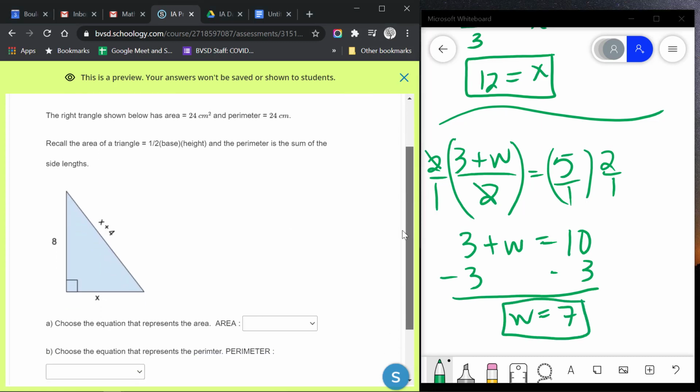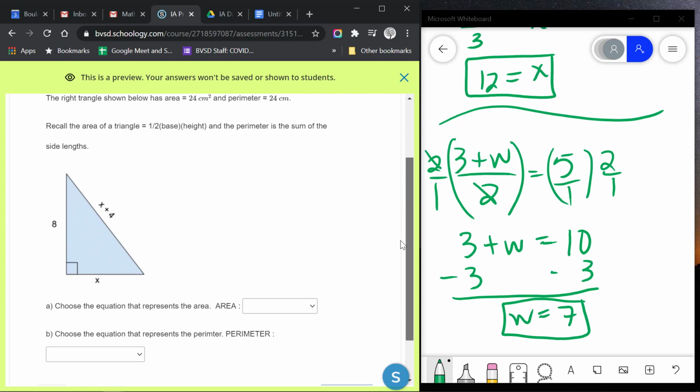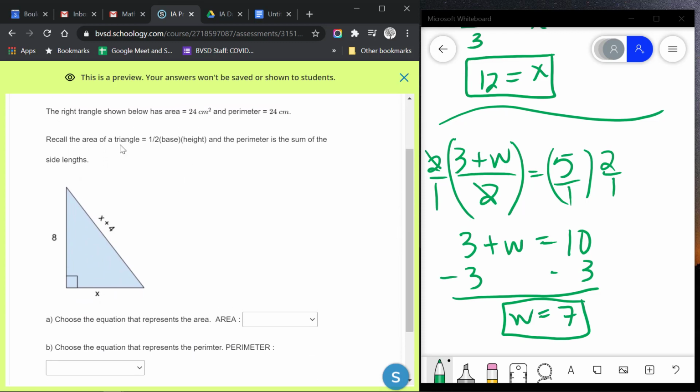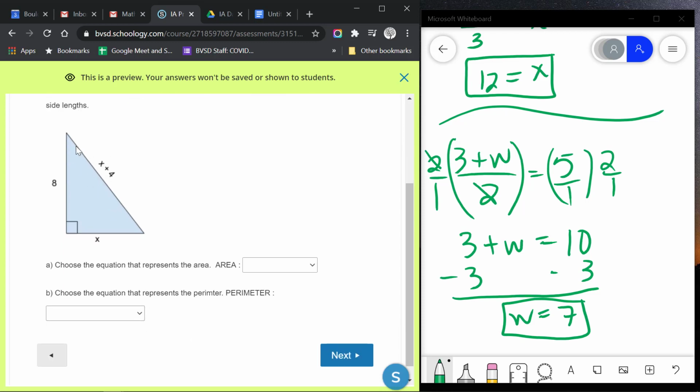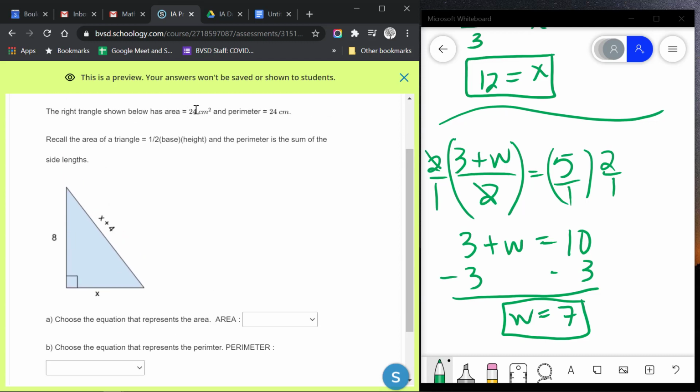Okay, this one's asking about area and the perimeter of this triangle. So remember that the area of a triangle is 1/2 base times height. And remember that the base and the height have to be perpendicular to each other. So that means when we're doing the area, we don't even care about this x plus 4. We just care about this side, which we'll call height, and this side, which we usually call base. So we want to do 1/2 x times 8 equals 24 centimeters squared, but it'll probably just say equals 24. And there we go, 1/2 8 times x equals 24.